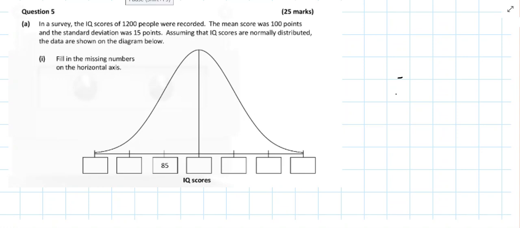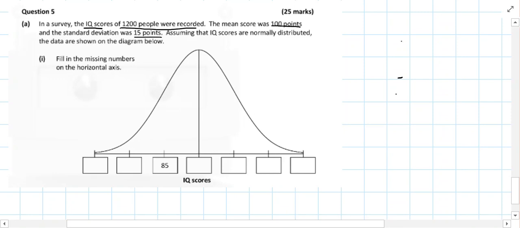Okay, so in this question, we have a bell curve, which is a normal distribution in statistics. The question says, in a survey of IQ scores, 1,200 people were recorded. Okay, so that's your sample size. The mean score was 100 points, so that's the mean IQ score. The standard deviation was 15 points.